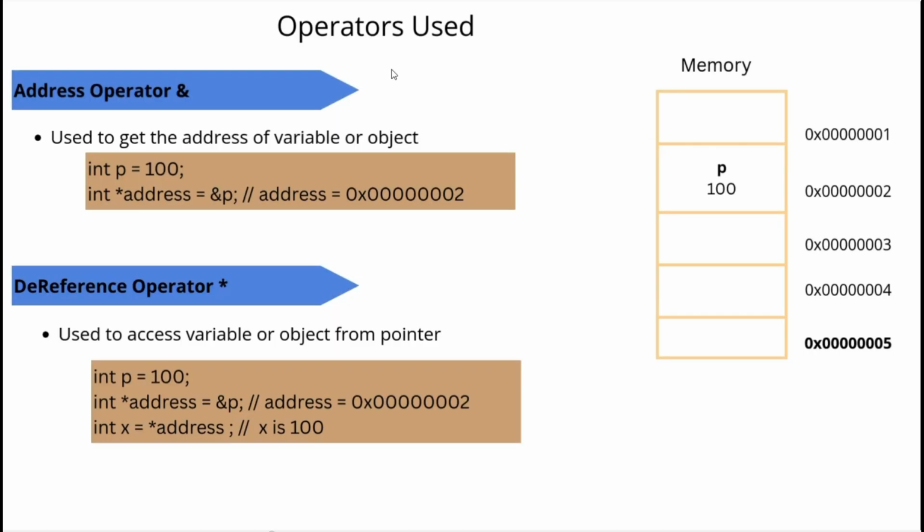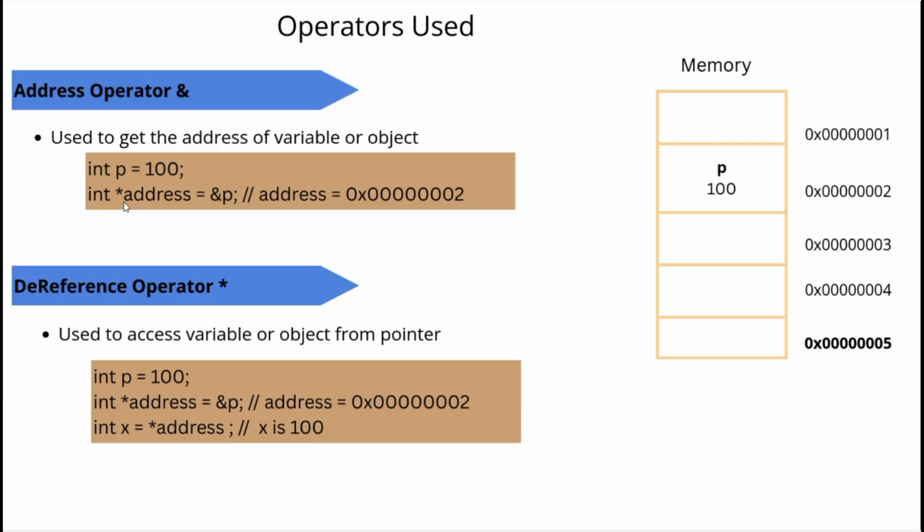So first, let's see what the operators used for pointers are. First is the address operator, which is denoted by ampersand. This operator is used to fetch the address of any variable or object. For example, you have an integer variable p, and you want to know where it is stored in memory, you can use ampersand p. Using this syntax you can get the address and store it in any pointer variable.